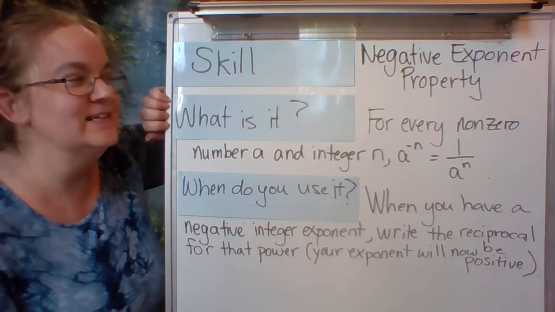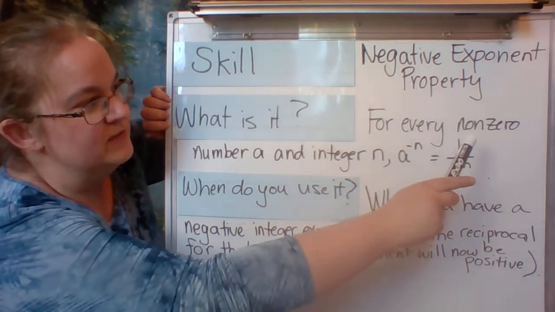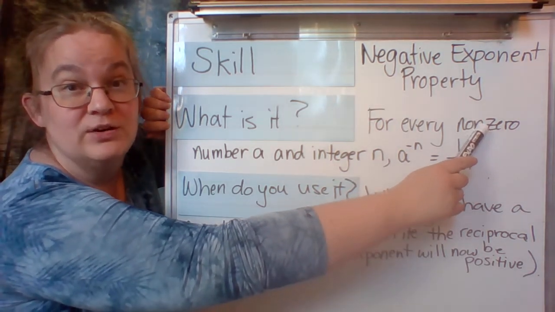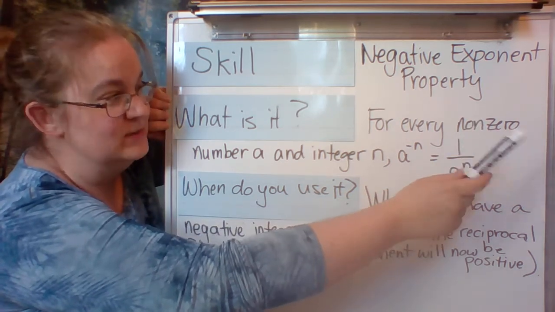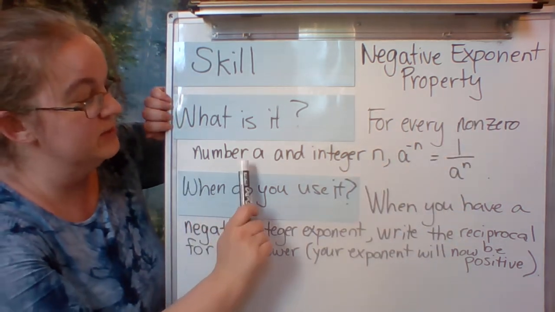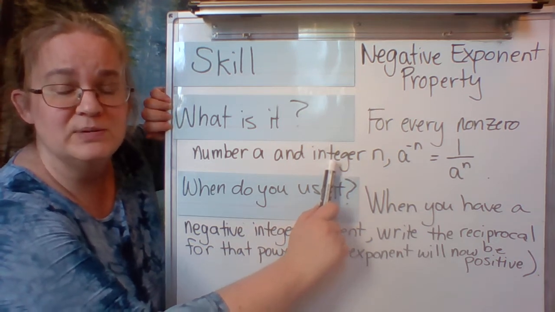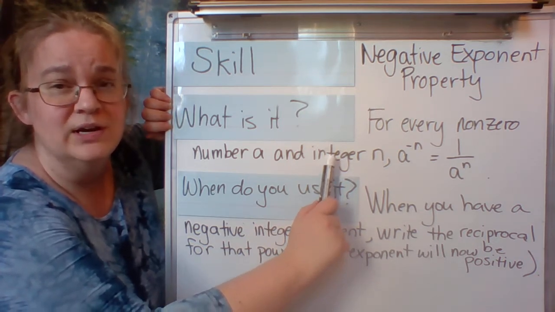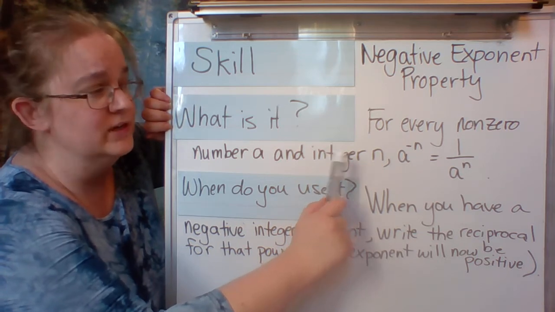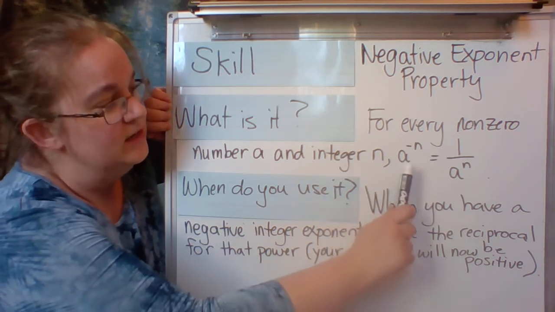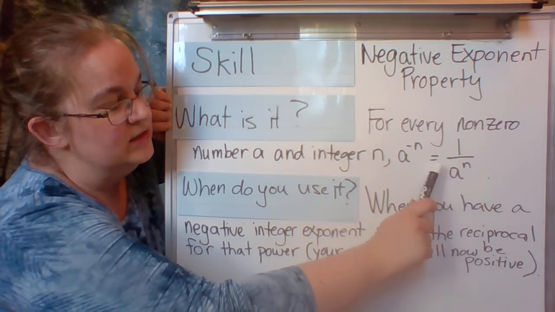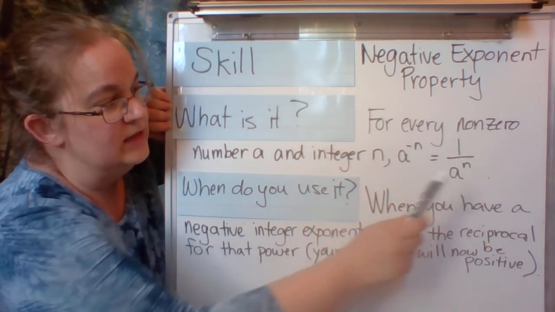What is it? Officially, it's for every non-zero. Remember, non-zero means not zero, a fancy way of saying it. So every non-zero number a and integer n. Remember, integers are the whole numbers and their opposites, so 1, 2, 3, 4, -1, -2, -3, all those kinds of things. And a to the negative n equals 1 over a to the n.